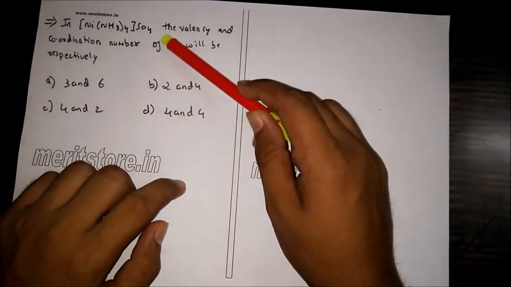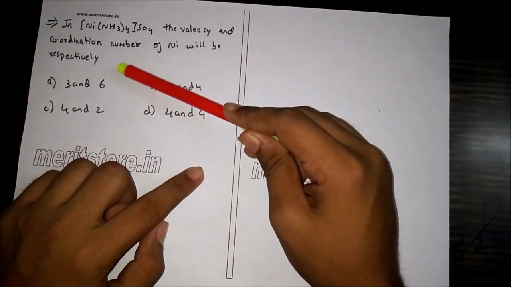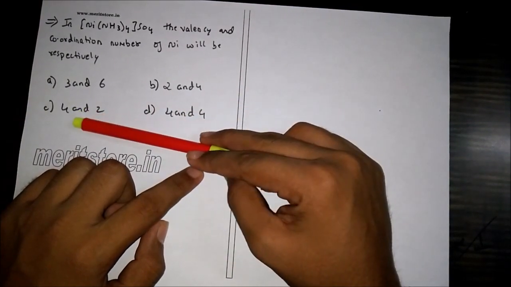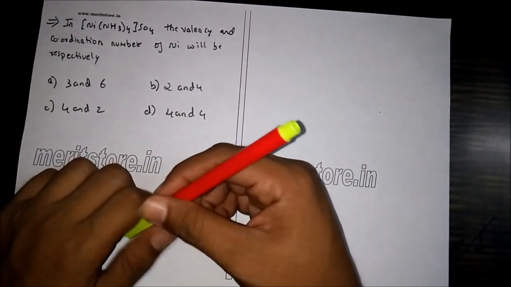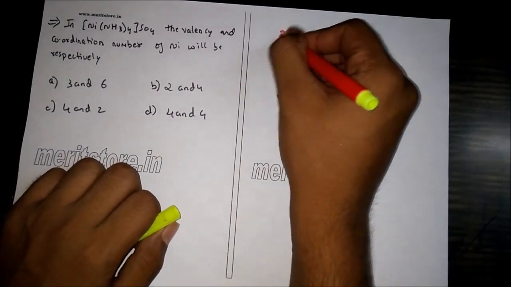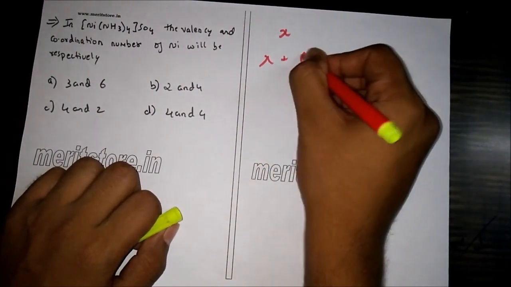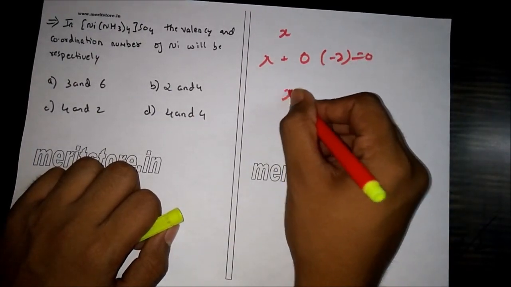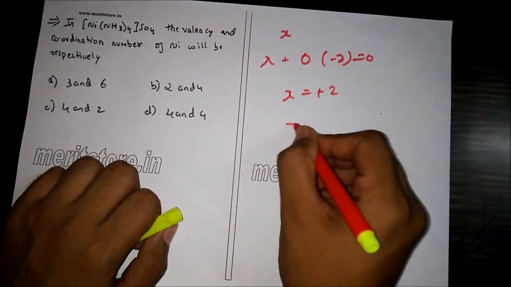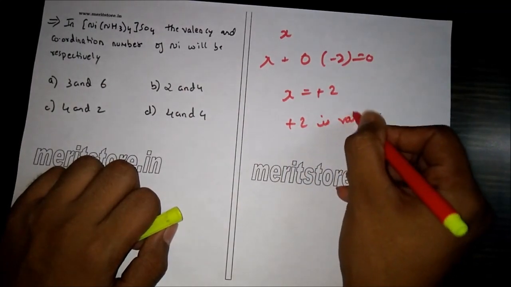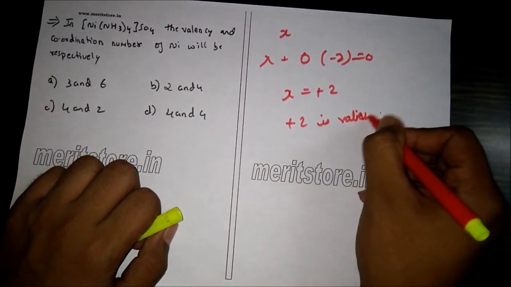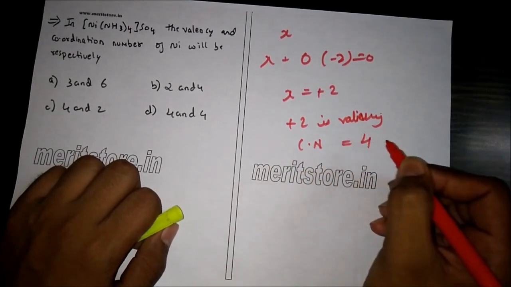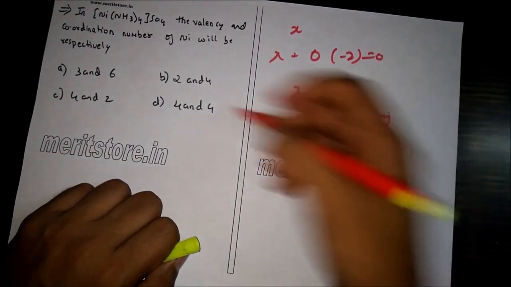In [Ni(NH3)4]SO4, the valency and the coordination number of Ni will be respectively A. 3 and 6, B. 2 and 4, C. 4 and 2, and D. 4 and 4. So let the valency of Ni be X. Therefore, X plus 0 minus 2 will be equal to 0. Therefore, X will be equal to +2. Therefore, +2 is the valency of Ni, and the coordination number of Ni is equal to 4. Therefore, the correct answer here is option B.